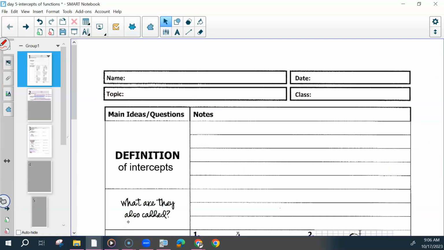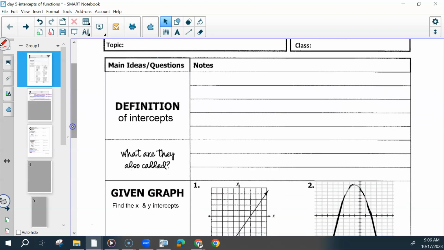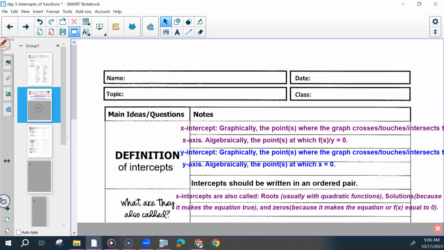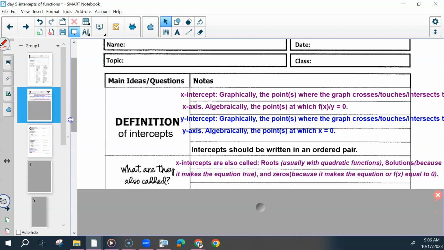And then we're also going to start our notes on intercepts today. So there's a bunch of notes that you need to take, so I'm going to let you guys write. I'm going to talk through it. You do not need to write every single word for word. You can summarize, but I'm going to read it word for word and then summarize.